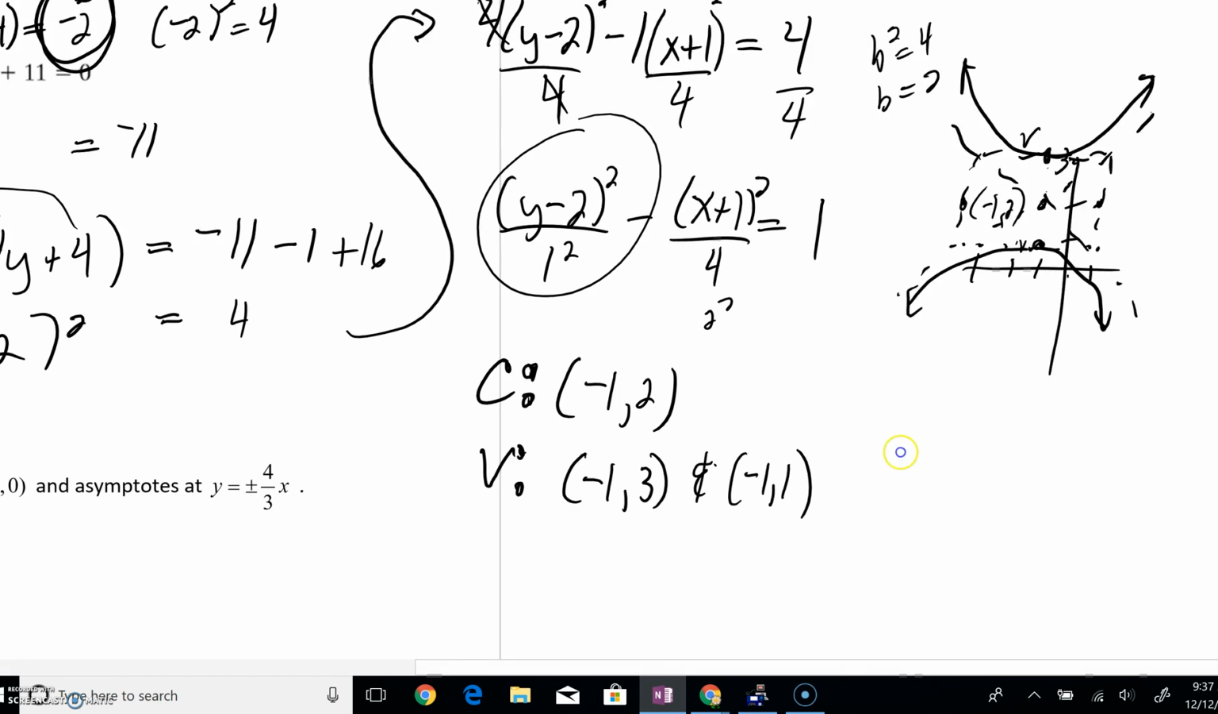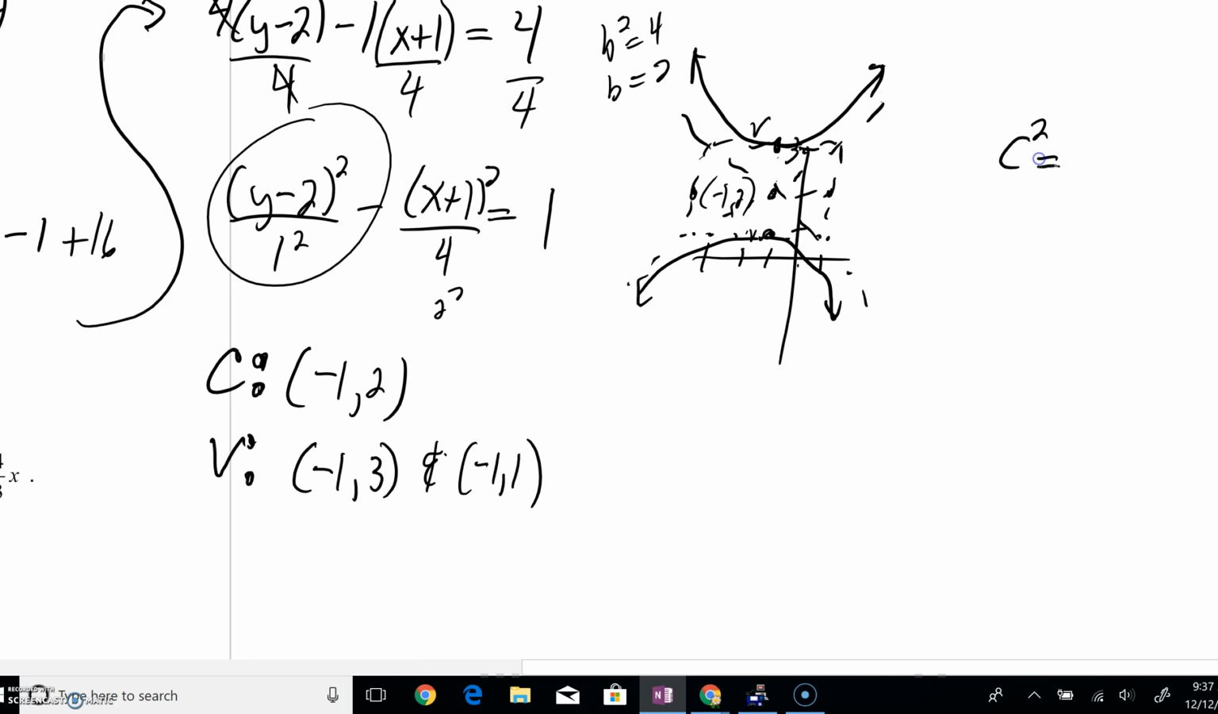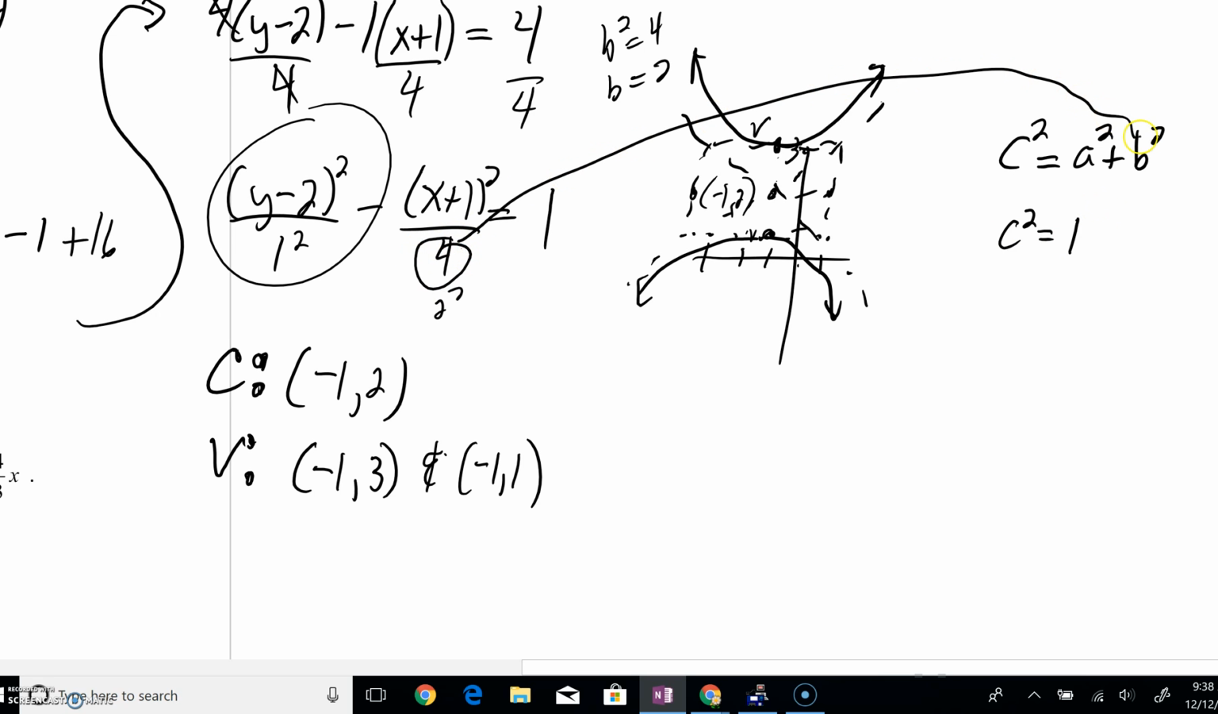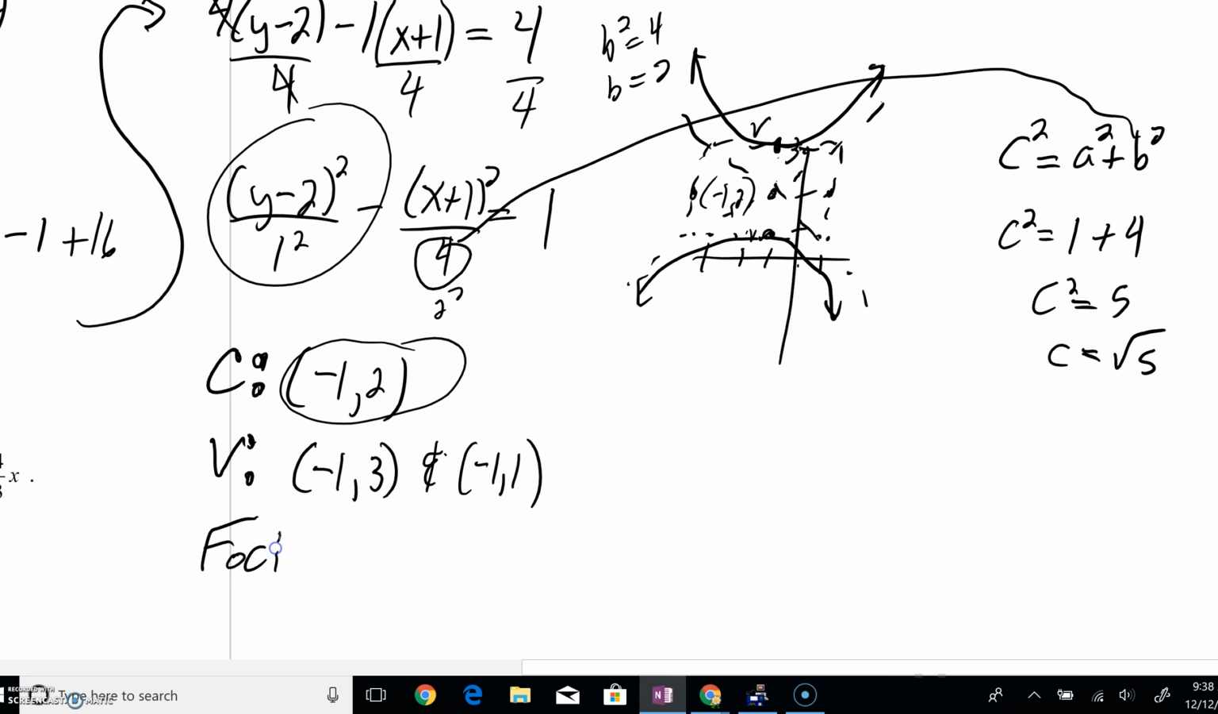Now, the foci, if you think about it, we know that c squared is equal to a squared plus b squared. And you already know that your a squared is really a 1, right? And your b squared is right here. That's going to be a 4. And 1 plus 4 is 5. And you can take your square root. That's your focal distance from the center, right? It's from the center. So you're saying from the center, rise up radical 5 steps, go down radical 5 steps. You don't even need a picture to see that.